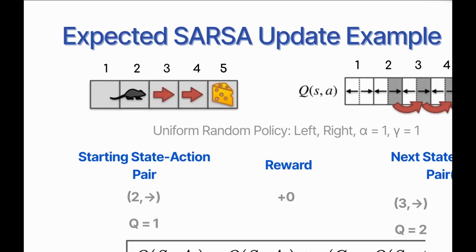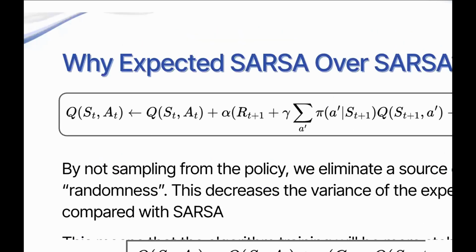Does everyone understand the difference between expected SARSA and SARSA? The bottom line is, because you already know the policy, you don't need to sample from it. By removing this random sampling, you are decreasing the variance of expected SARSA compared with SARSA. Does everyone see that? This means the algorithm training will be more stable and more effective. That's why expected SARSA might sometimes be preferred over SARSA.